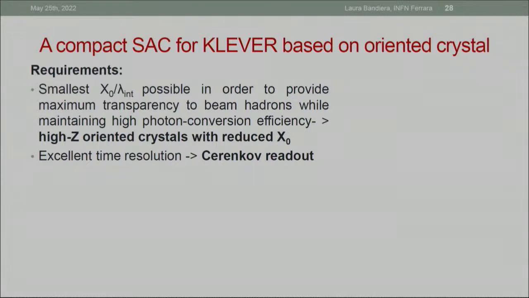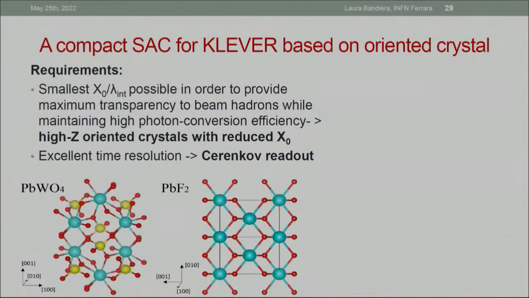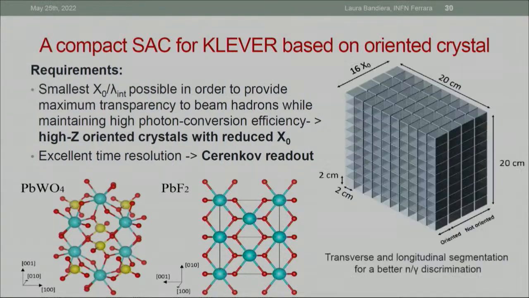You need the ratio between radiation length and nuclear interaction length to be as small as possible. So you can use oriented crystals to reduce X0 while doing nothing to the nuclear interaction length, and you need excellent time resolution, so you can use Cherenkov readout. Possibilities are lead tungstate, but we are also investigating a pure Cherenkov crystal, PbF2, and we can think about a matrix of crystals in which you need only the first few radiation lengths oriented, because it's at the beginning, when the energy of the particle is maximum, that the shower is strongly accelerated by this effect.